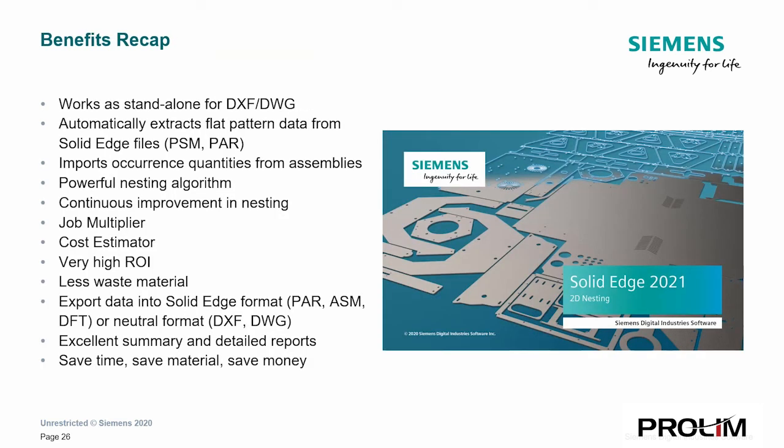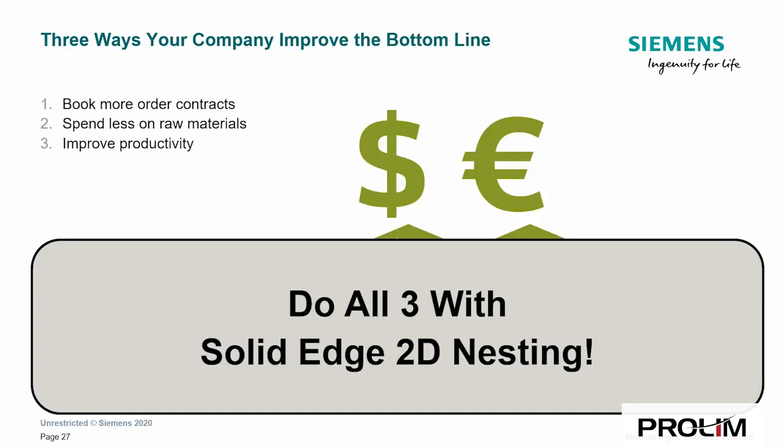So to summarize, Solid Edge 2D nesting has all these benefits. The one that I think is most attractive is its ability to automatically extract flat pattern data from Solid Edge files. You can book more order contracts because you're more productive, you can spend less on raw materials, and you can improve productivity with Solid Edge 2D nesting.